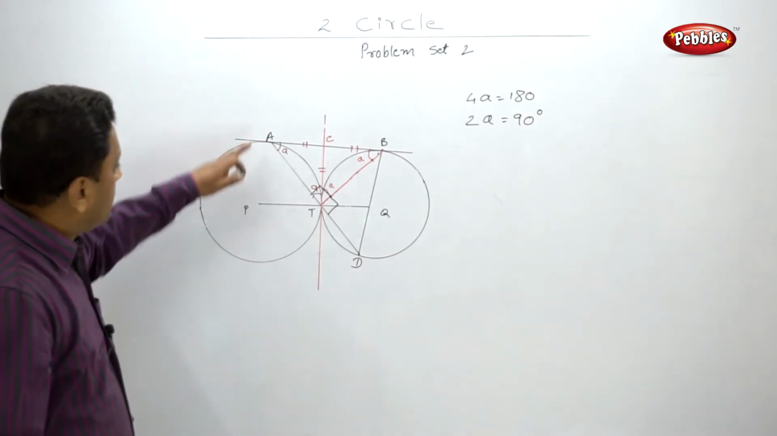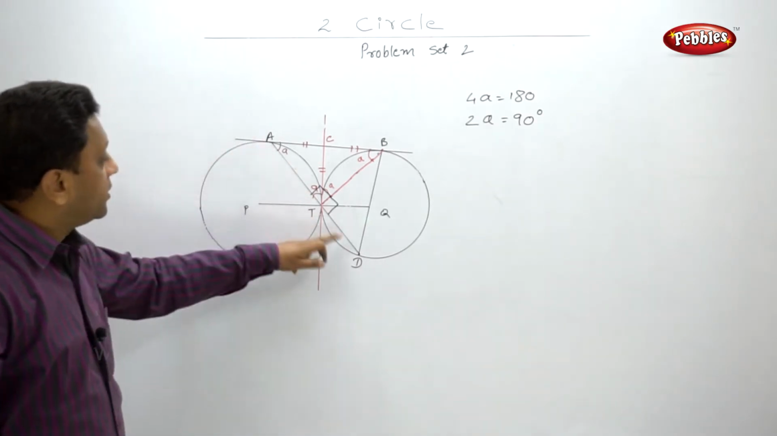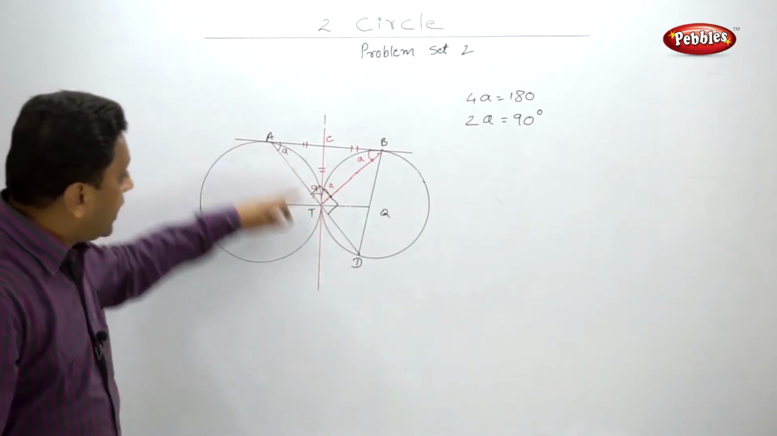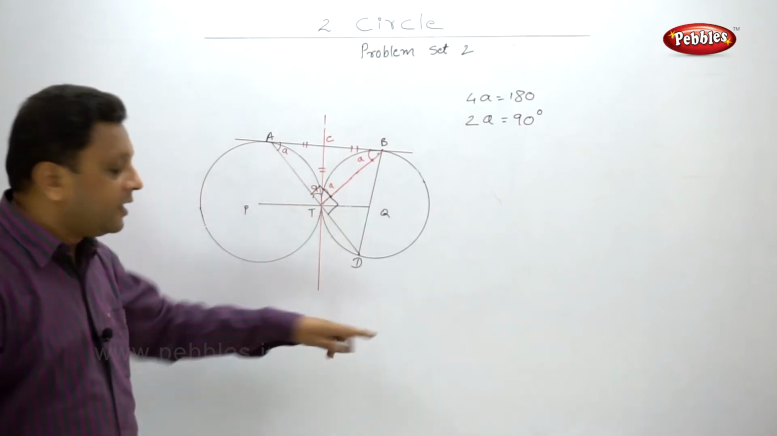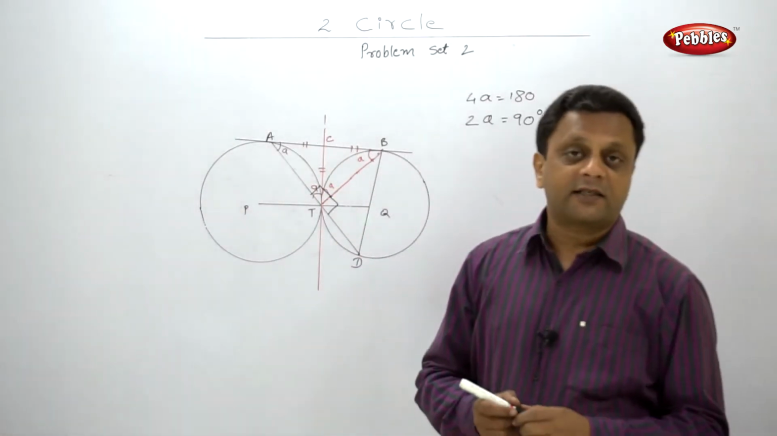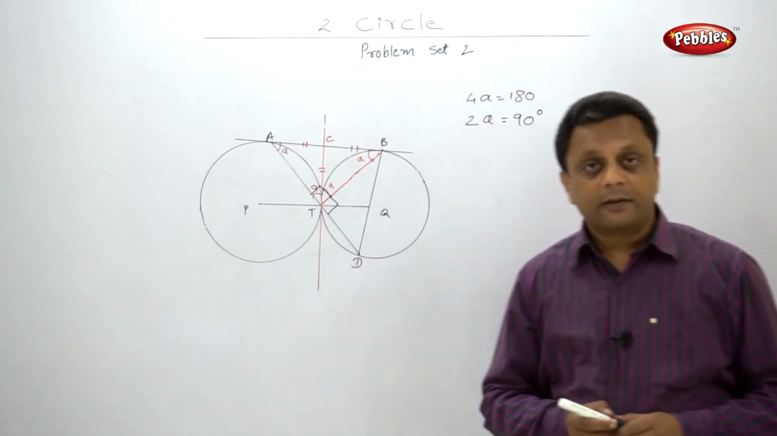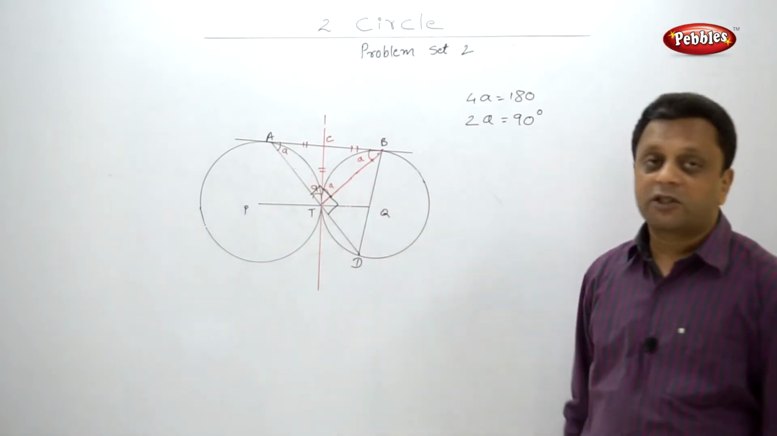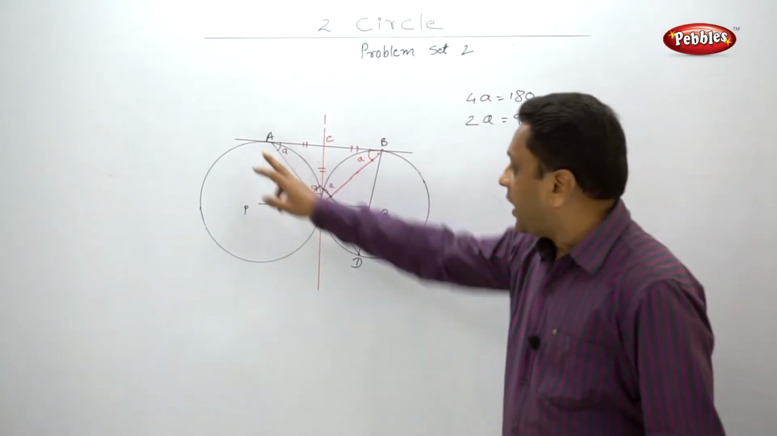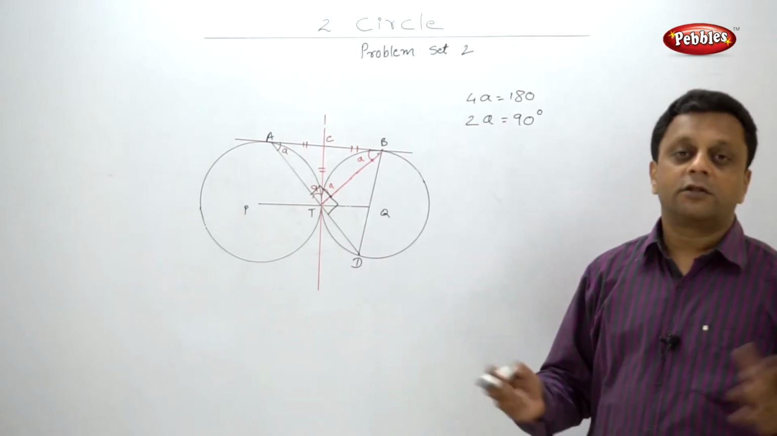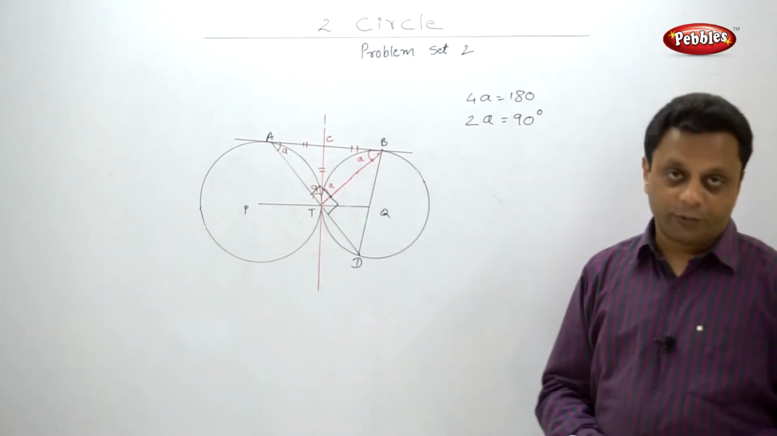Since these two angles, ATB and BTD, are angles in a linear pair, both angles are the same, 90 degrees, and their addition is 180 degrees, so these three points must be collinear. That is, A, T and D are collinear points. This is what we have proved.